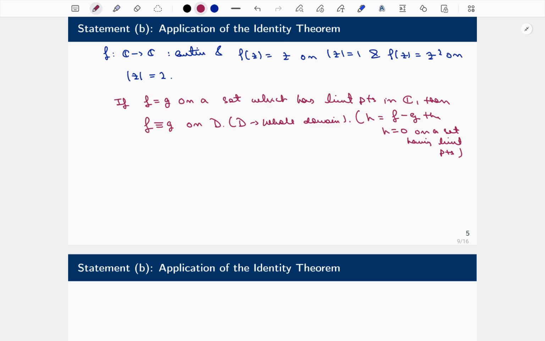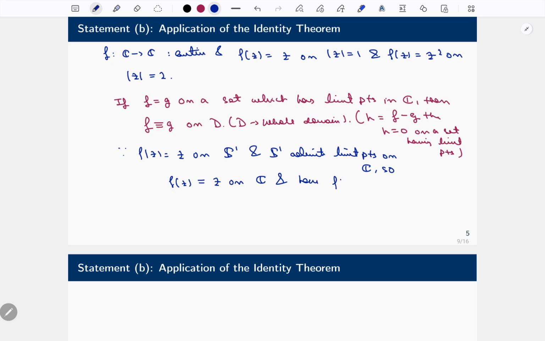Now observe that, so I can immediately claim it from here. Since f of z equals z on the unit circle, and obviously the unit circle admits limit points on C, f of z should be equal to z on the whole of C, and hence f of z cannot be equal to z square on mod of z equal to 2.